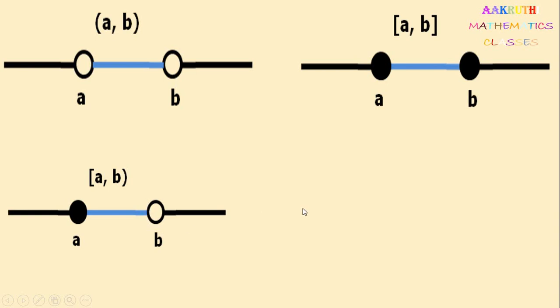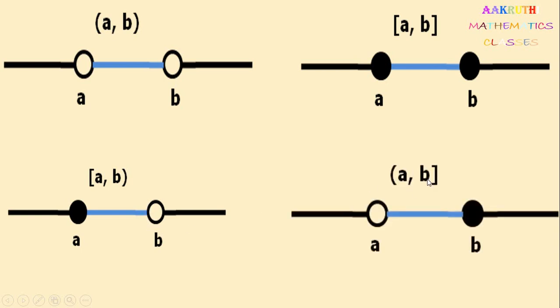B is not included. So next it is open at A but closed at B, (A, B]. Here A is not included, B is included. You should not shade A, you should shade B. So that is, A is not included here, B is included here. All the numbers in between A and B, including B, but A is not included. These are the representations of intervals on the number line.